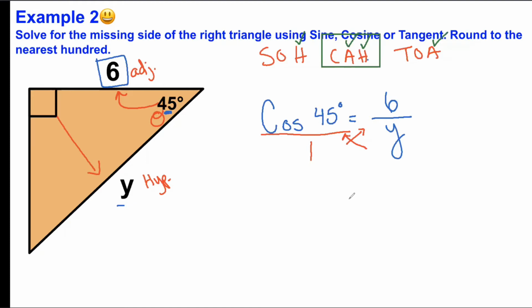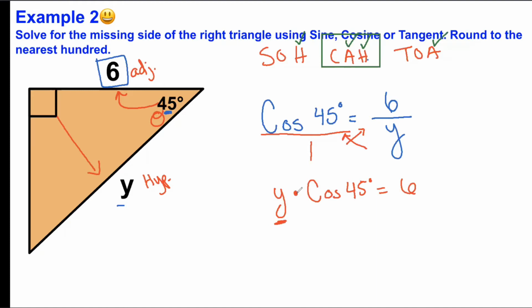All right, in this case, I'm going to go ahead and write y first. So y times cosine of 45. I'm going to write it like this: y, multiplication sign, cosine 45 degrees equals 6. Okay. Now, I still don't have my y isolated, meaning that it's just on one side by itself. So I have to do one extra step.